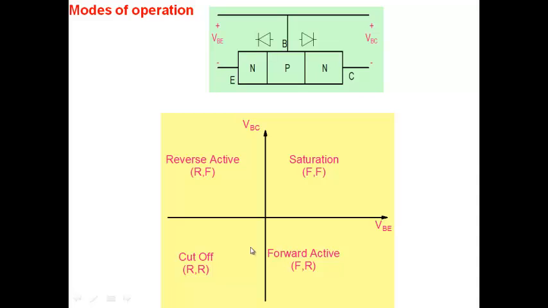The cutoff is very simple to understand. Both junctions are reverse biased, very little current flows, and we say the transistor is in off state here. So the last one then is saturation. So let's look at this one in a little bit more detail.